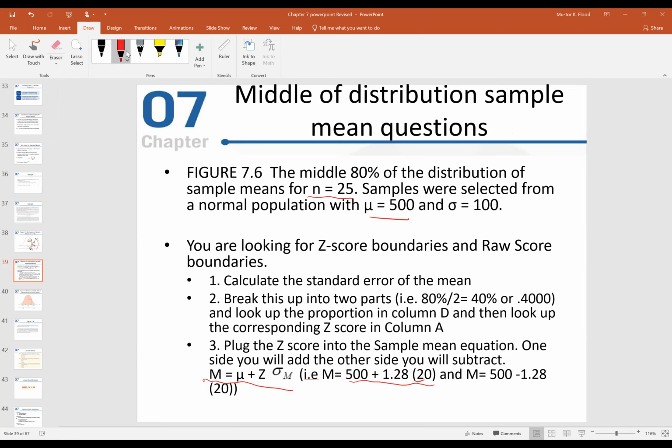So let's confirm that. 100 over the square root of the sample size, which is 25. So 100 over 5 gives us 20. All right, so yes. We have 500 plus 1.28 times 20 and 500 minus 1.28 times 20.